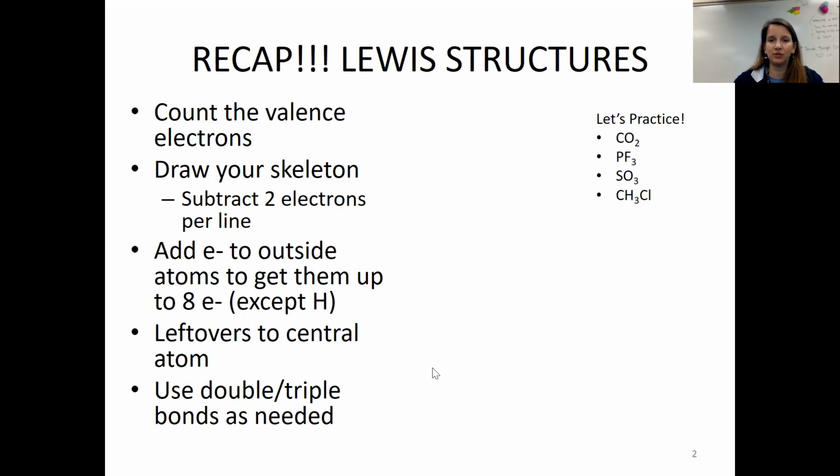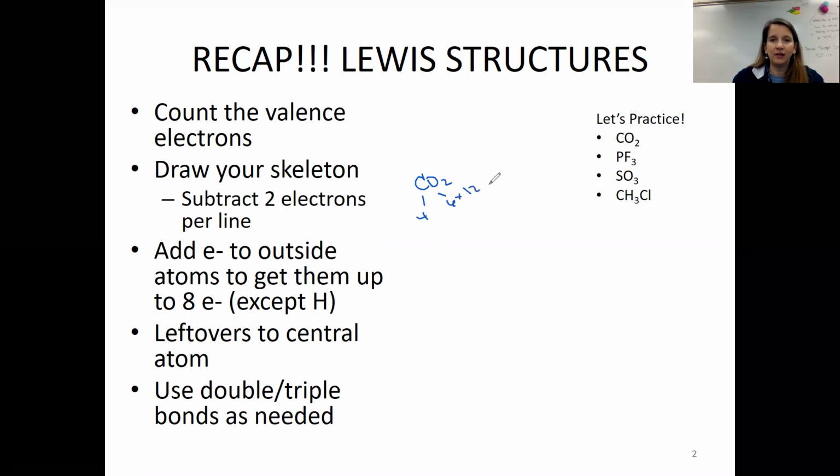So with CO2, we'll start with. First thing you always want to do is count your valence electrons. So CO2, carbon has 4, oxygen has 6 times 2, which is 12. So we have 16 total electrons. We're going to put our carbon in the center, connect everything to it. Remember, each line counts as a pair of electrons, so we just drew 4 electrons there.